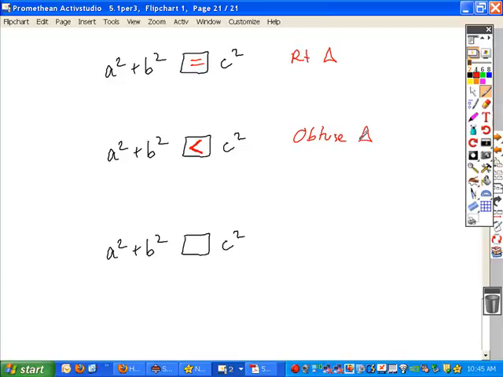Okay? Again, you can visualize the other relationship. What happens if the longest side squared is smaller than the sum of the squares of the other two sides? So again, here's your right triangle. If this side squared is smaller than it is in a right triangle, what kind of a triangle do you wind up creating? An acute triangle.